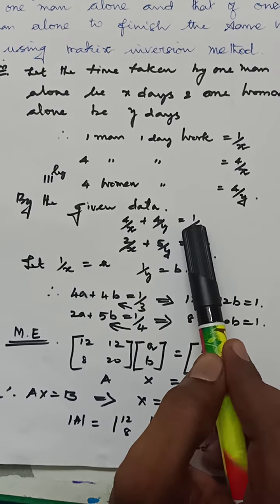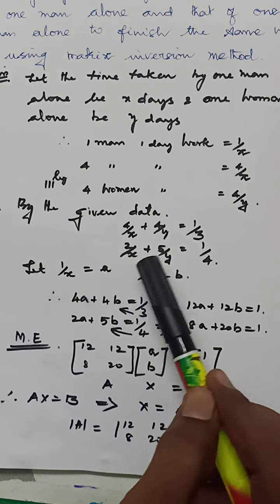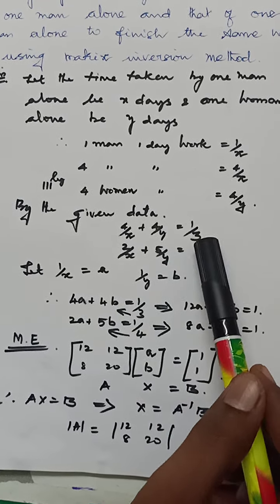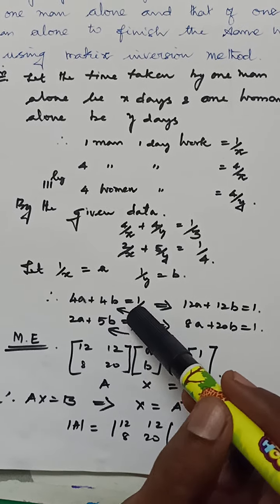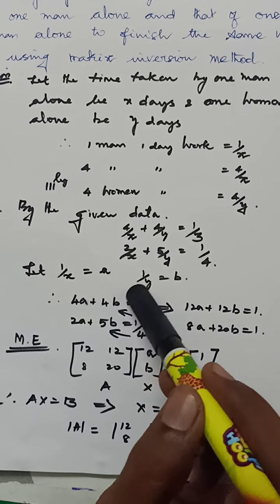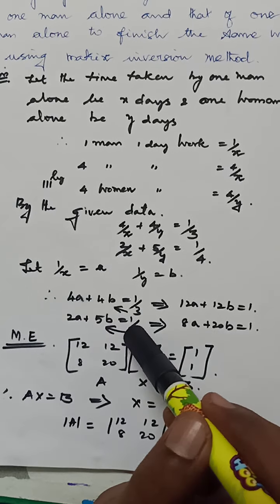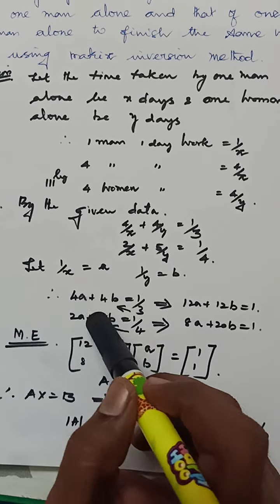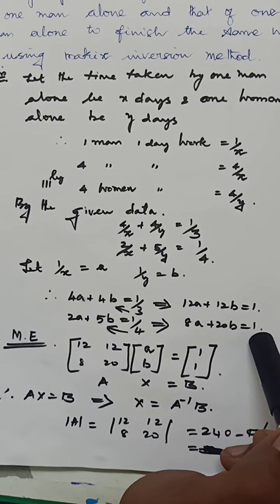1 by 3 no change, and here 1 by x is a again, so 2a plus 5b equal to 1 by 4. We are cross multiplying. 3 into 4a is 12a, 3 into 4b is 12b, this 3 cancels, so you will get 1. Like that, the second equation: 2 into 4 is 8a, 5 into 4 is 20b equal to 1. So we got the equation.